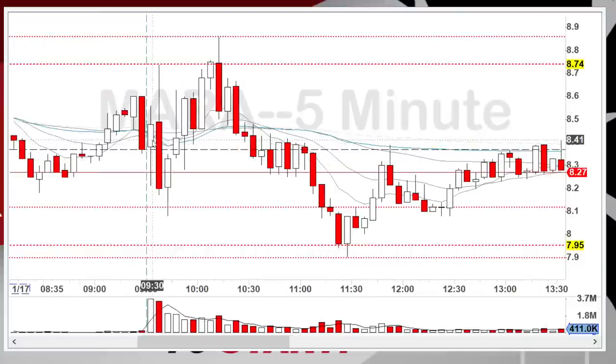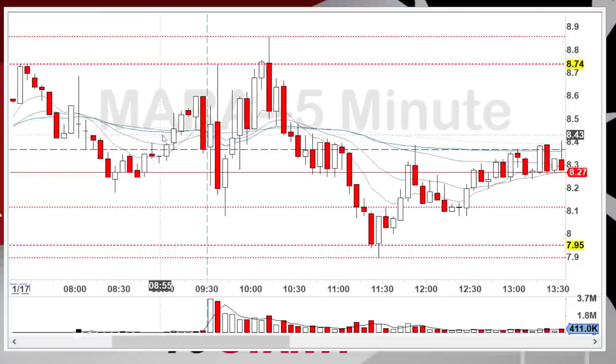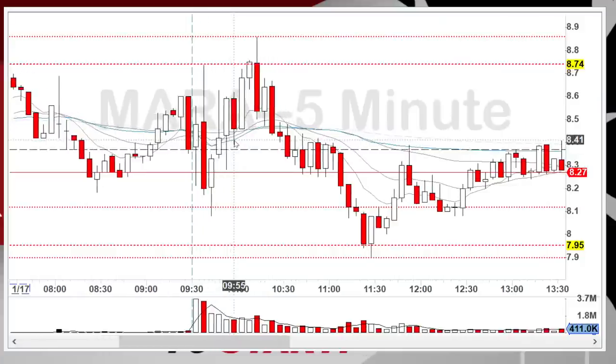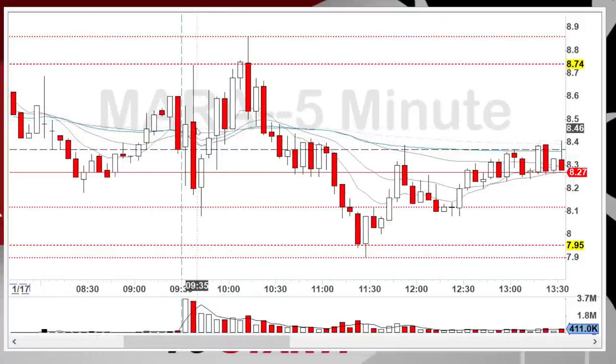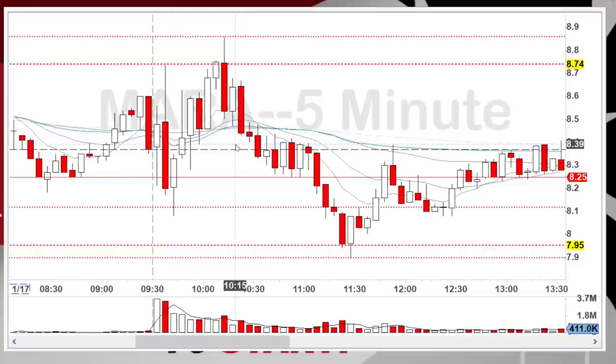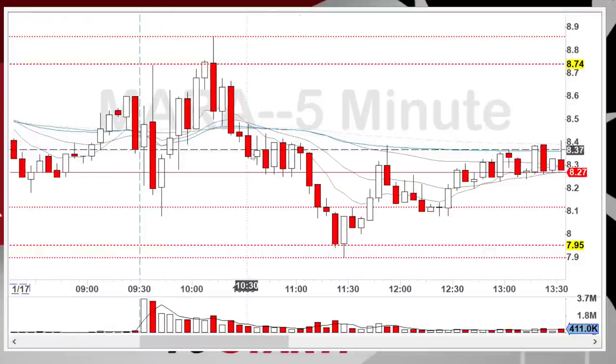Mara was extremely choppy. I thought yesterday was going to be one of the days where we finally find some opportunities here. But look at every candle just overlapping the previous candle. The price action is really all over the place. Great scalping type of place here, but for anything else like an opening range breakout or any continuation play, you just didn't get that with Mara, especially in the first 2-3 hours. There was not much going on.